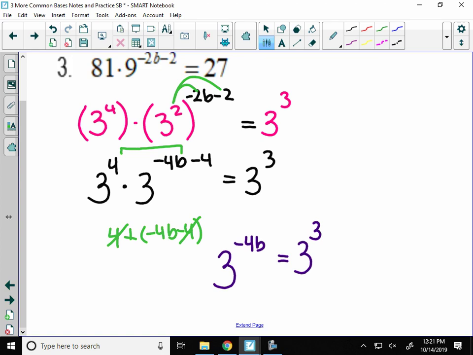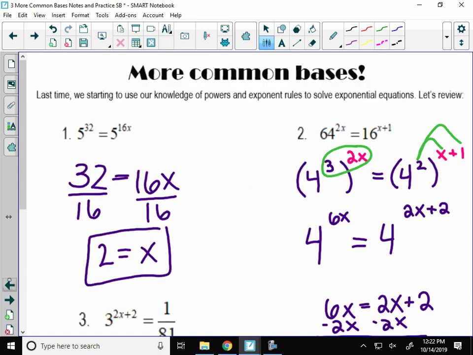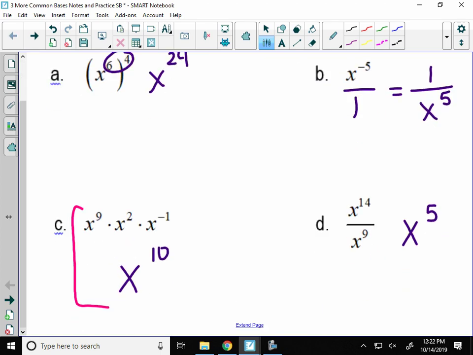Are we okay with getting that? Yes. 9 to the negative 4b? No. The base doesn't change. 3 times 3. Nope. Think back to your exponent rules here. Very first one. Did I change the x's here? No. But the 3 isn't a coefficient. The 3 is a base. It's not 3x to a power. It's just 3 to a power.